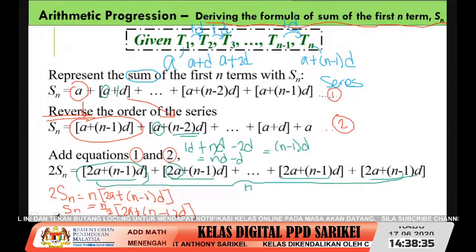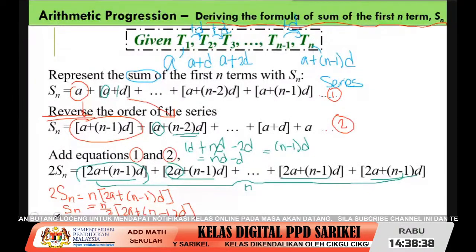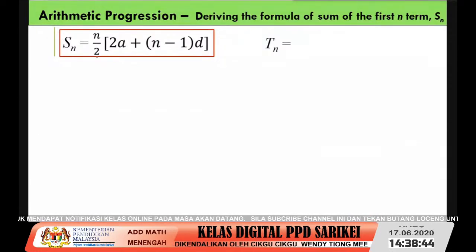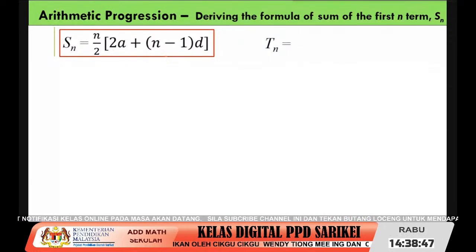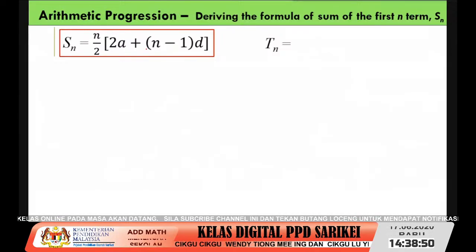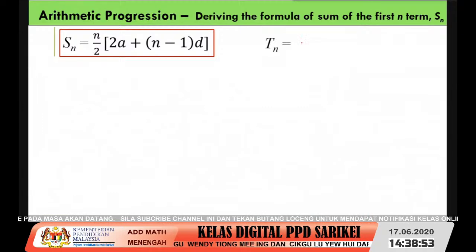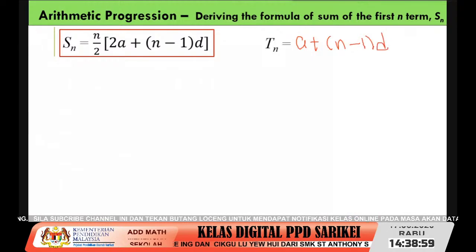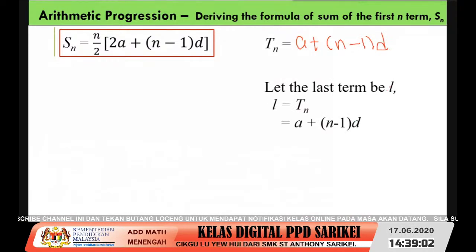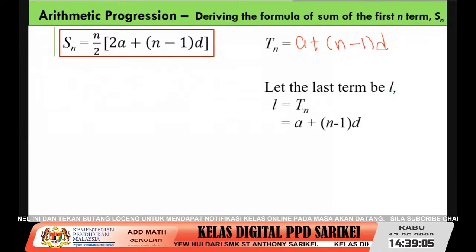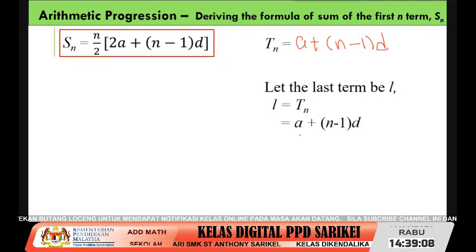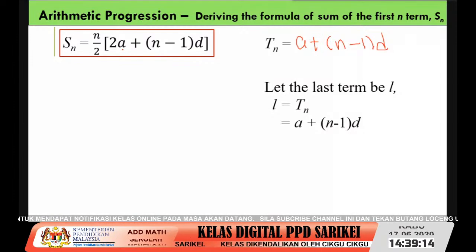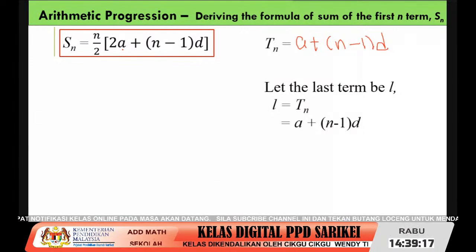Macam mana cari sebutan n pertama. Okay, so Sn equal to n over 2 times 2A plus n minus 1D. So we try to recall back what is Tn. Tn is A plus n minus 1D. So let the last term be L. Okay, L equal to Tn. So my Tn is A plus n minus 1D. L is just the last term, sebutan yang terakhir bagi satu janjang atau series.